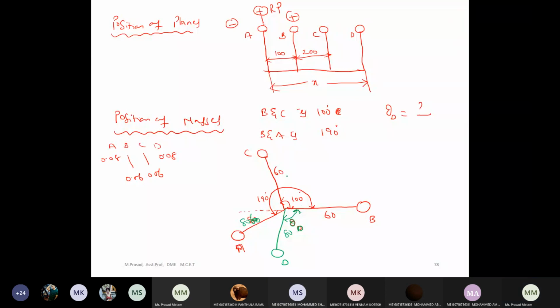Now you got the position of the masses. You know how mass B is moving, how mass C is moving, how mass A is moving, and how mass D is moving. Means where mass B is located, where mass C is located, where mass A is located, and where mass D is located. You know the position of the masses with respect to this point. Once we get this data, now we are going to draw the couple polygon and force polygon.